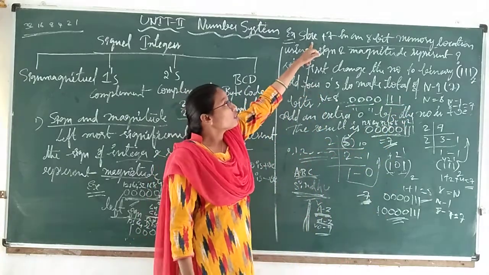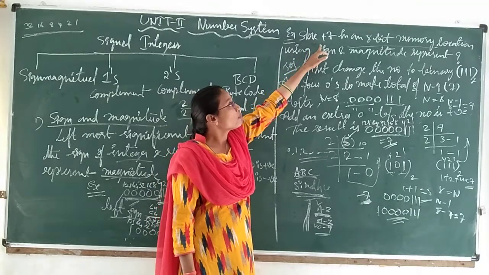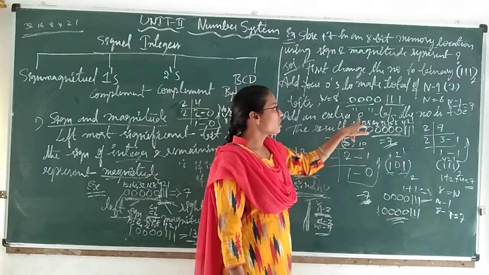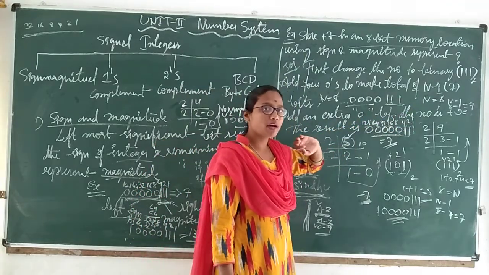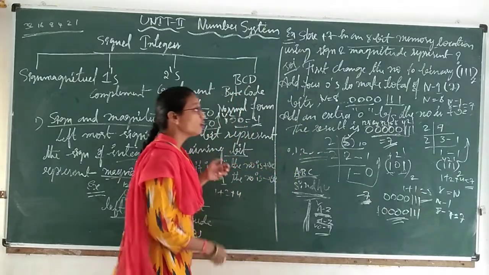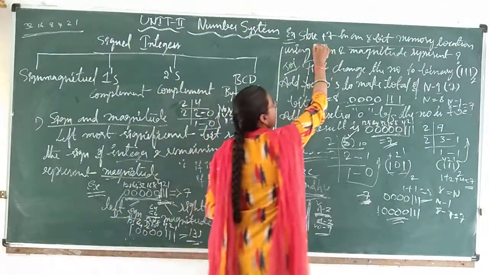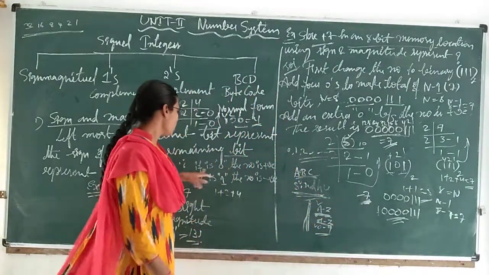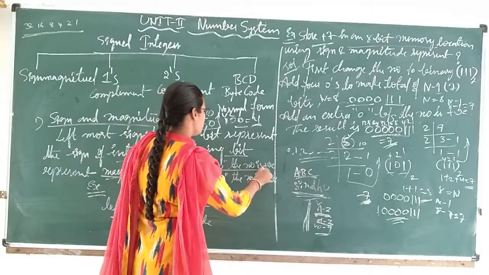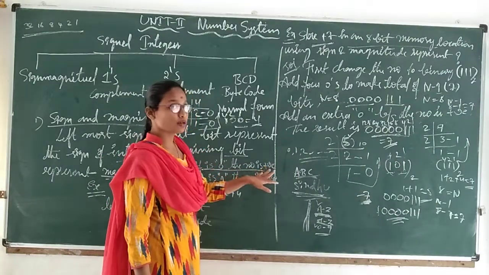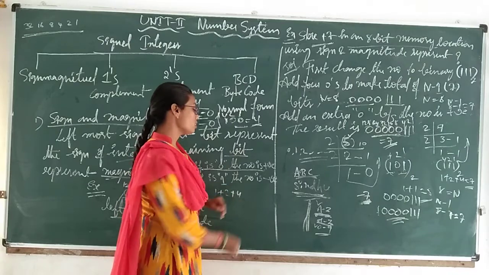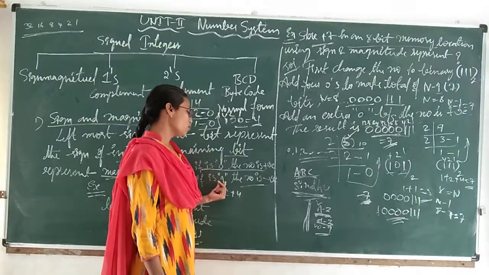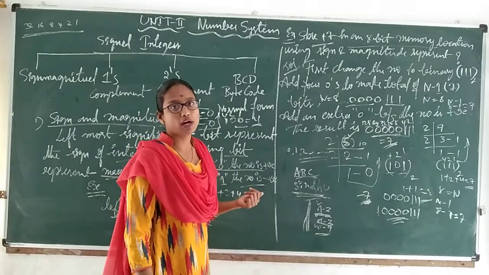Then for your sign, in your question it is plus 7, a positive integer. Add an extra 0 because the number is positive. For example, suppose it is minus 7, then you have to add a 1. That number is negative. Add 0, that number is positive. Add 1, that number is negative. When the number is positive, you add a 0. When the number is negative, you add a 1.